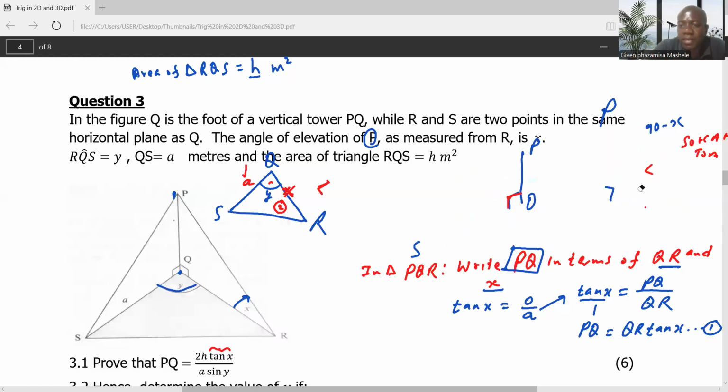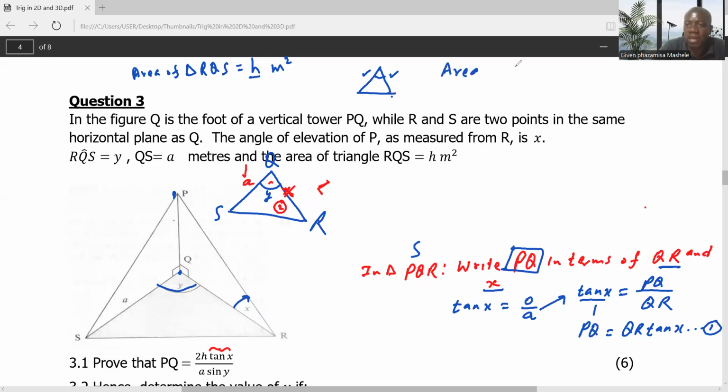Ladies and gentlemen, moving to the second triangle, it means now I have to use the area. Why? Because they gave us the information for the area of this triangle. And guys, how do we calculate the area? Remember I said you can calculate the area only when you know the angle and the side that has formed that angle. So let's do this because we want to have this in terms of H.